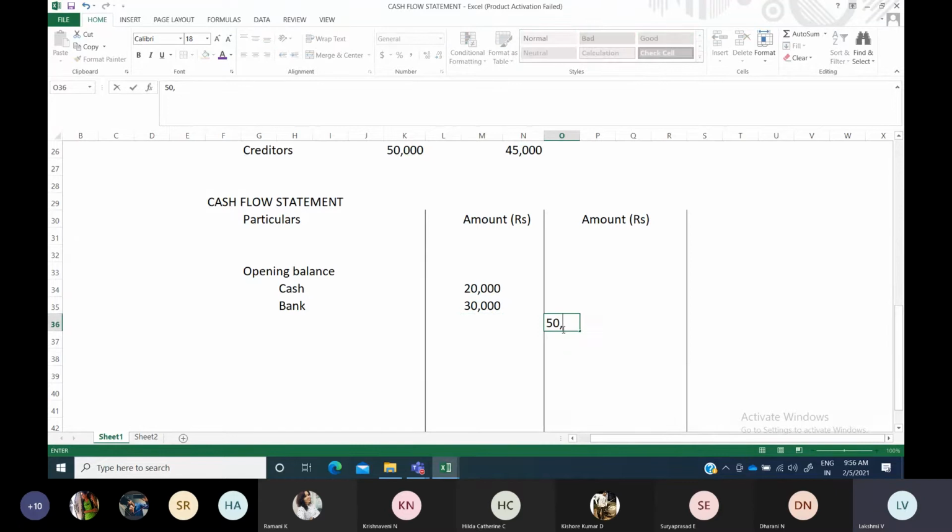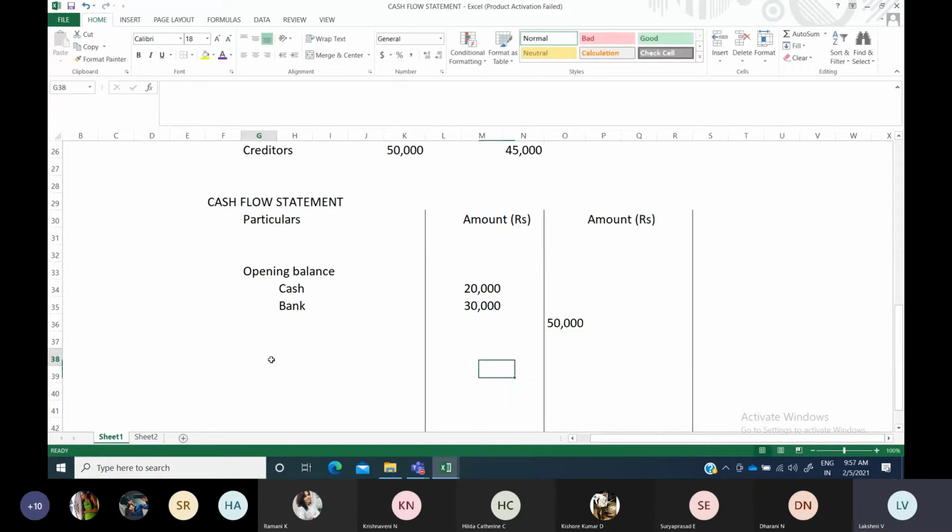Either you can show it here in the outer column, and then after this, what you will do is add all the sources. You can use a plus symbol or write add.